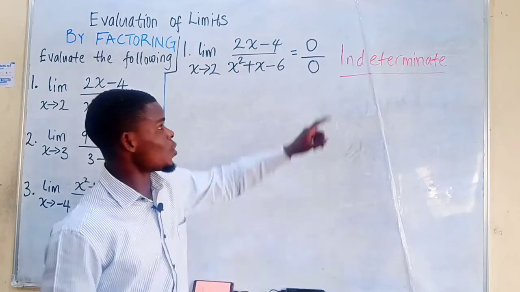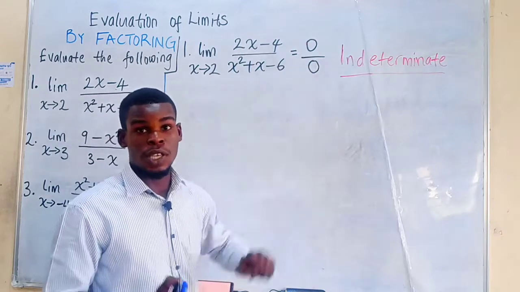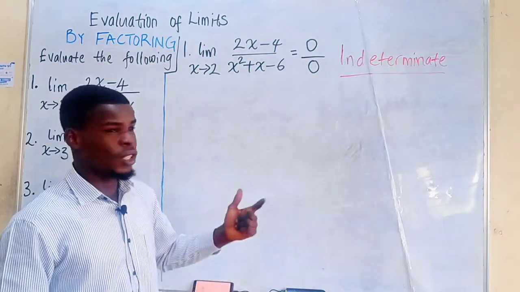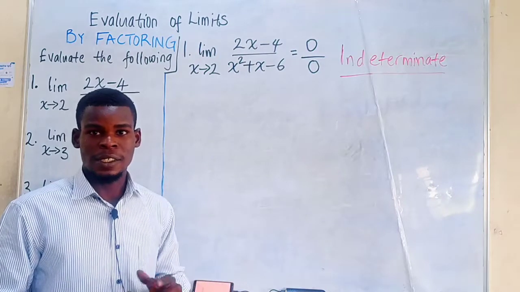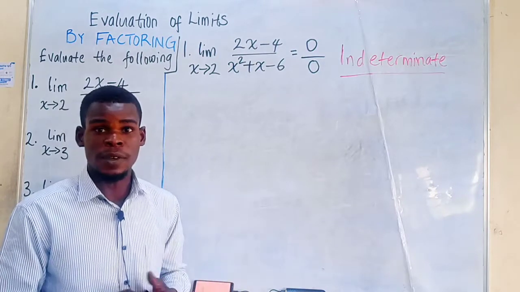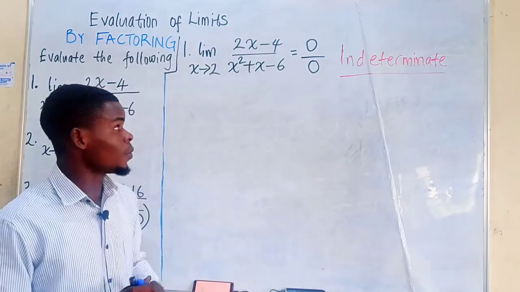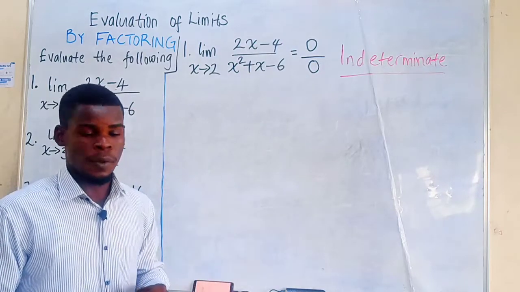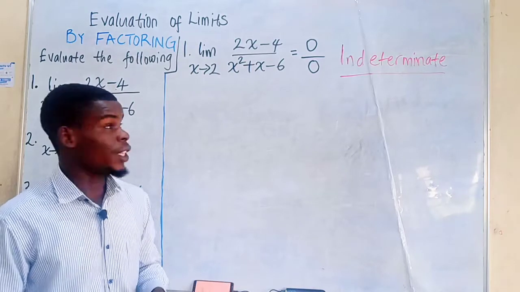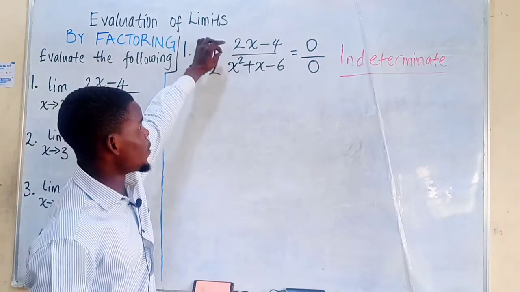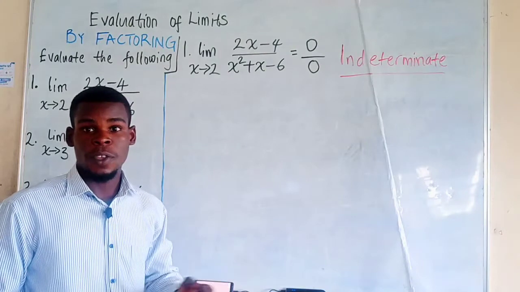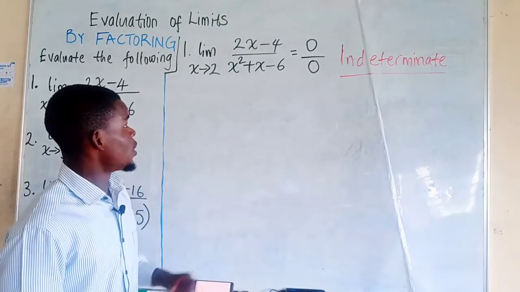Had it been that we had only 0 in the denominator and the numerator was a non-zero number, then we would just end there and say that the limit doesn't exist, because you cannot divide by 0. But in this case, the top and the bottom are both zeros. So that's an indeterminate form and we need to do more work. The more work is to factorize either of them, or both of them if we have to. Okay, so let's see.